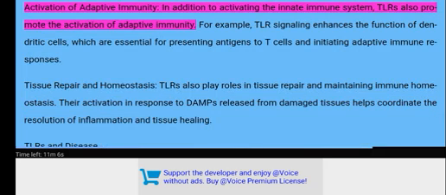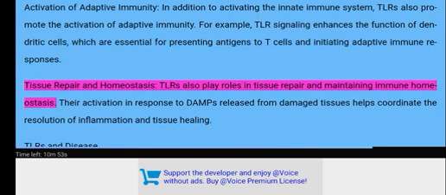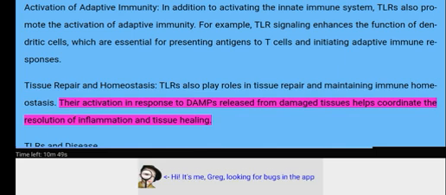Activation of adaptive immunity. In addition to activating the innate immune system, TLRs also promote the activation of adaptive immunity. For example, TLR signaling enhances the function of dendritic cells, which are essential for presenting antigens to T cells and initiating adaptive immune responses. Tissue repair and homeostasis. TLRs also play roles in tissue repair and maintaining immune homeostasis. Their activation in response to DAMPs released from damaged tissues helps coordinate the resolution of inflammation and tissue healing.